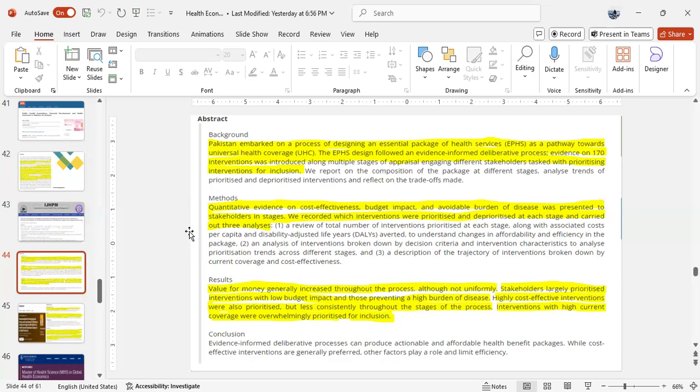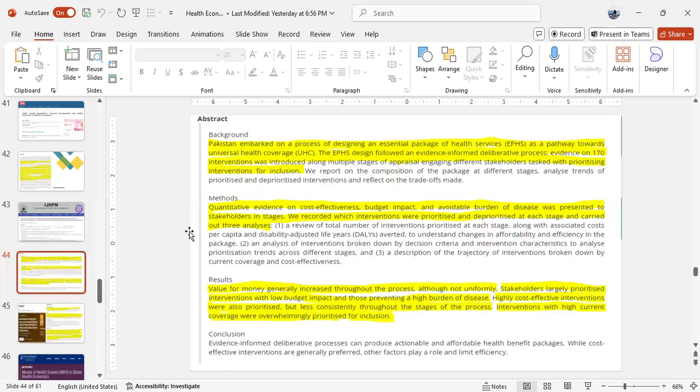Evidence on 170 interventions was introduced among multiple stages of appraisal, engaging different stakeholders tasked with prioritizing interventions for inclusion. Quantitative evidence on cost effectiveness, budget impact, and avoidable burden of disease was presented to stakeholders in stages. We recorded which interventions were prioritized and deprioritized at each stage and carried out analysis.